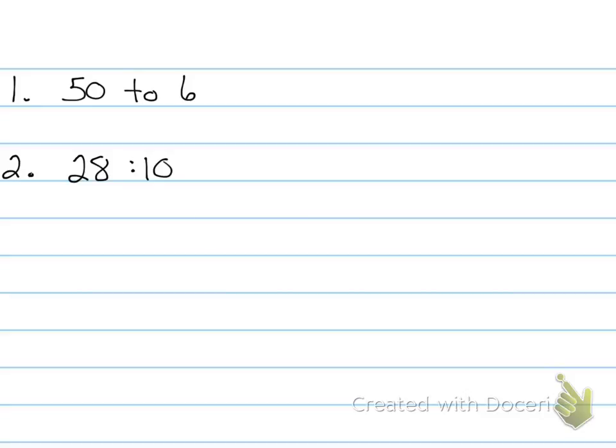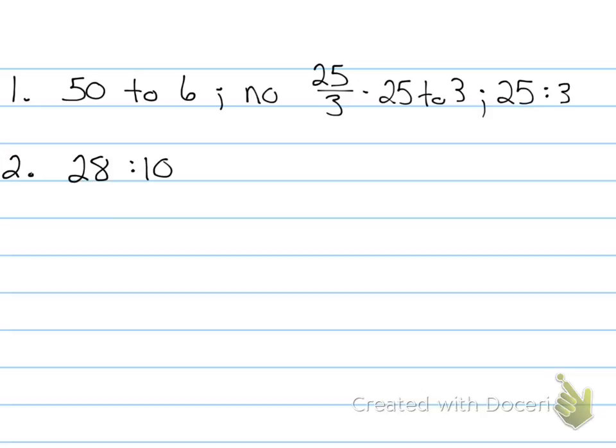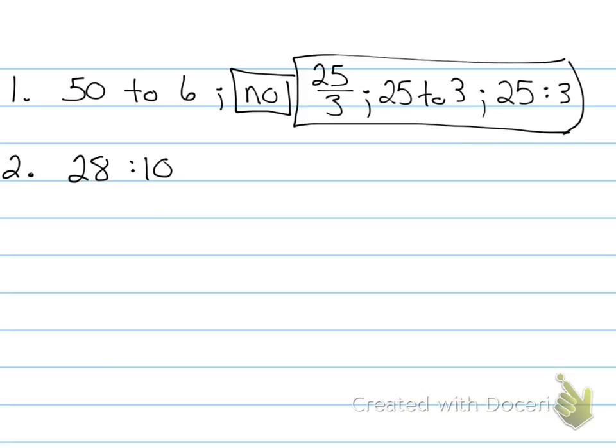All right, so is 50 to 6 in simplest form? No. I'd say no. And then 50 over 6 in simplest form should have been 25 over 3, 25 to 3, and 25 with a colon between the 3. I just forgot to say no. Okay, so just on your homework, don't forget to say no, which is pretty obvious, but they just want a yes or no answer.